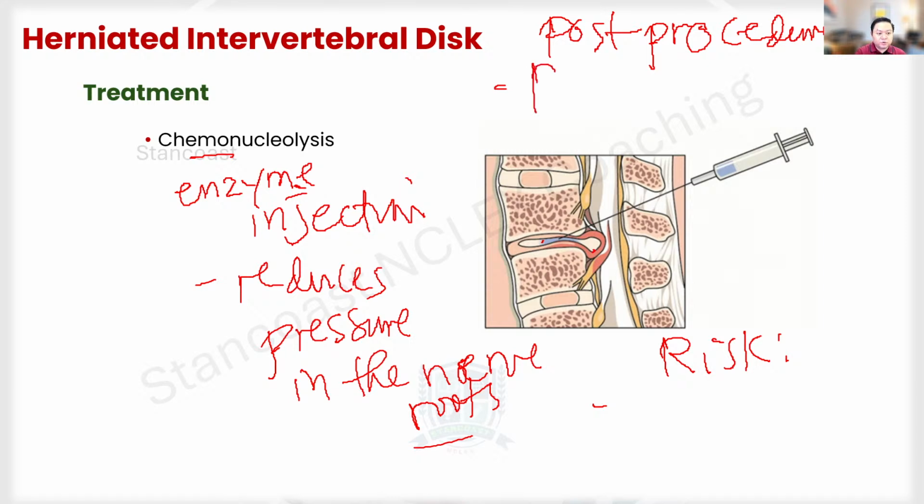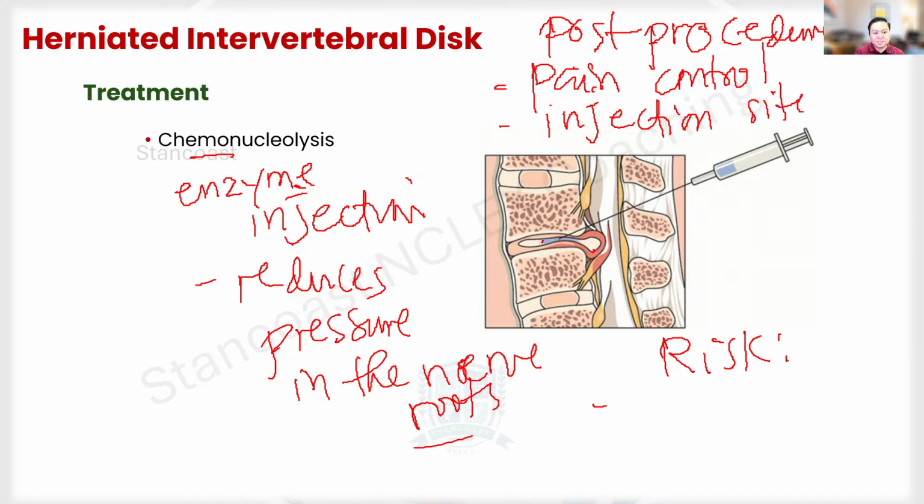Pain control, and also keeping an eye on the injection site. Injection site assessment. Okay. Now, again, this is to monitor for signs of infection, redness, and swelling around the injection site. Make sure that you do that.